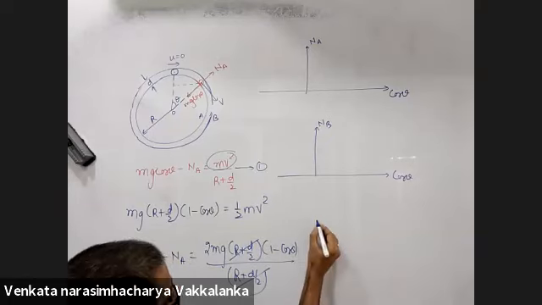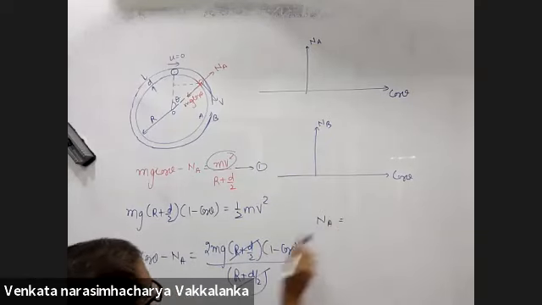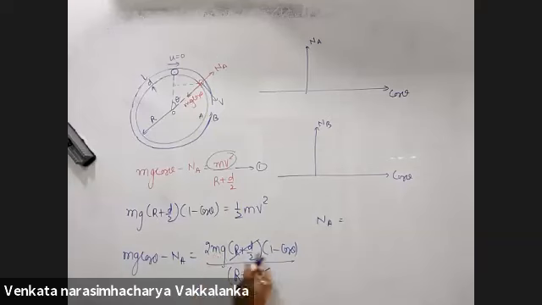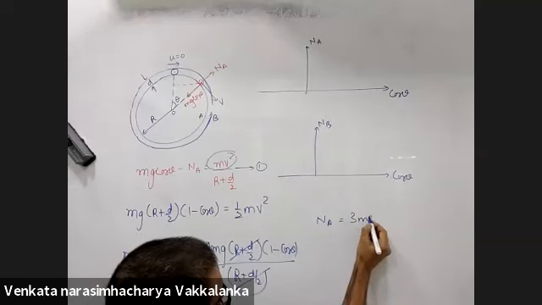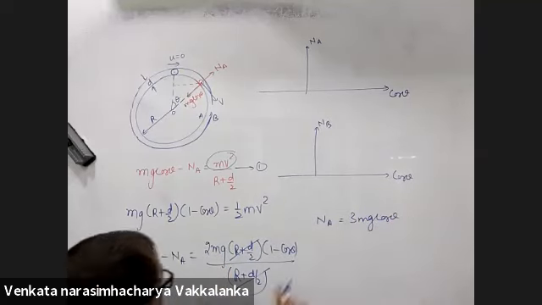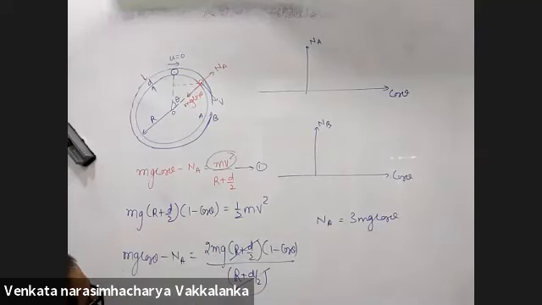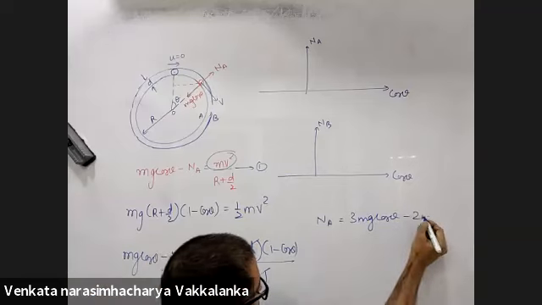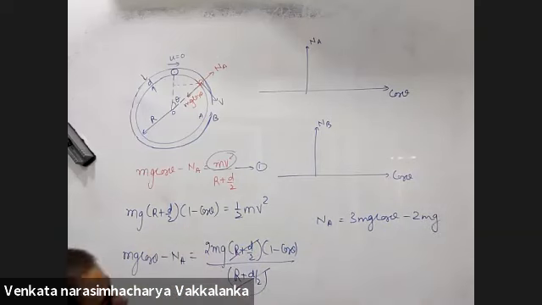I am calculating Na. How do I calculate Na? This will be 2mg minus 2mg cos theta. Bring it to the left. 3mg cos theta minus 2mg. Yes or no?